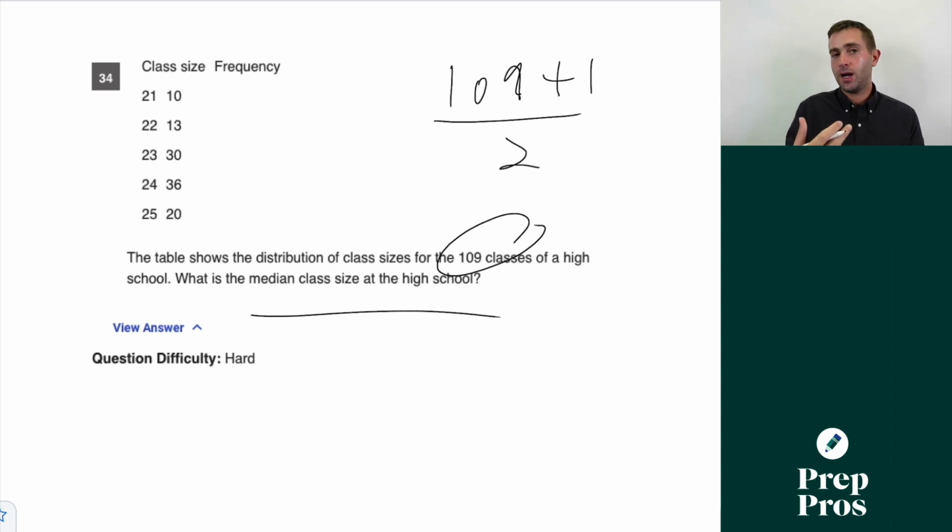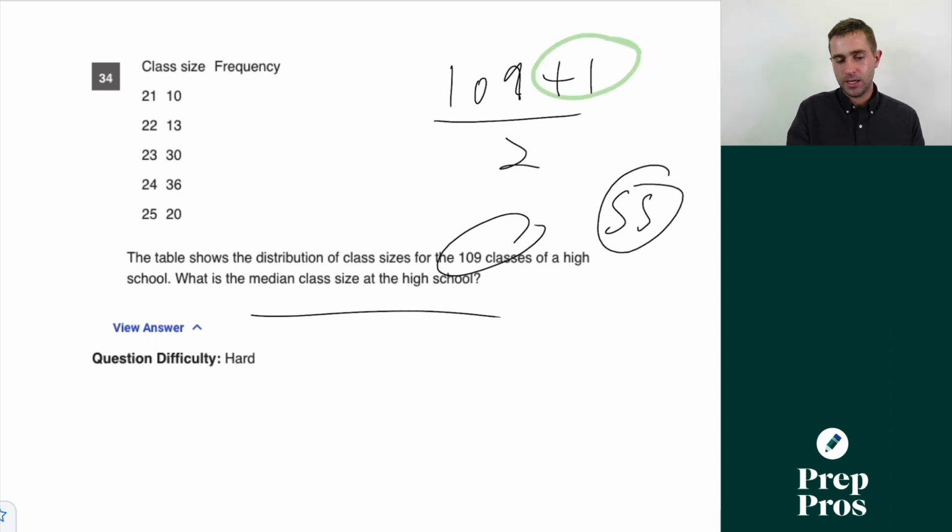So 109 plus 1 equals 110. 110 divided by 2 equals 55. This is just a trick to help you find your median. So what I'm looking for now is, when ordered from smallest to greatest, where the 55th value falls.